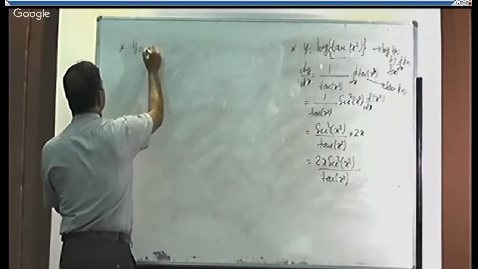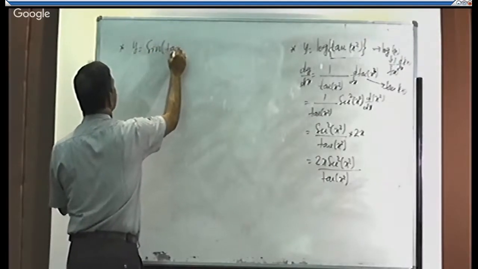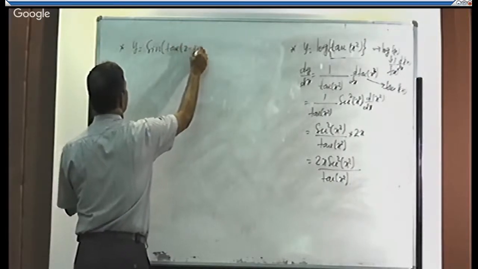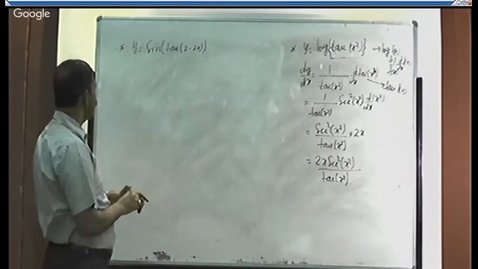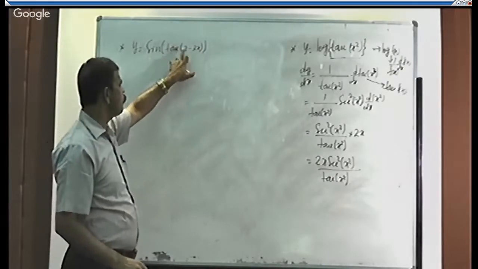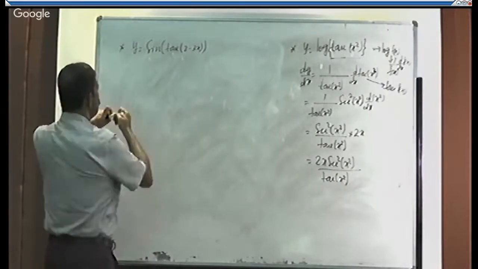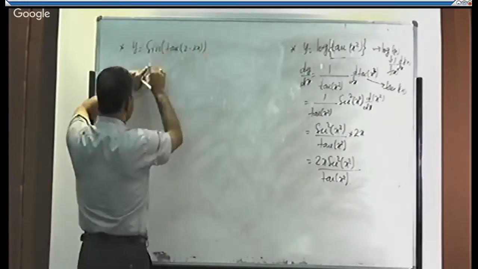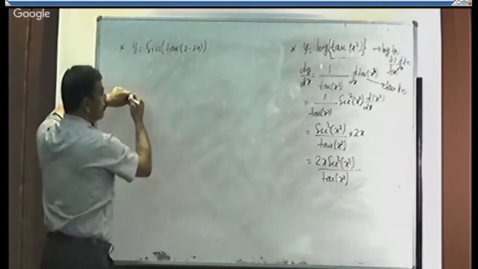Y is equal to sin of tan of 2 minus 3x. How do you treat this? This is treated as sin of function and tan of function. The function is what? 2 minus 3x. Just treat it as sin x. What is the differentiation of sin x? Cos x. Write cos, but don't write x. In place of x, write this whole bracket.